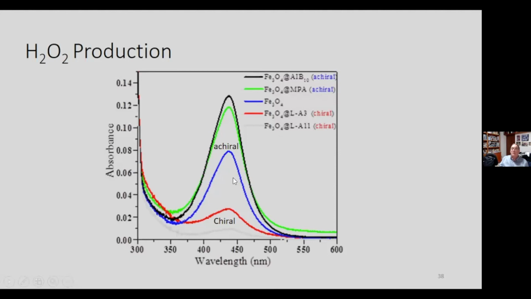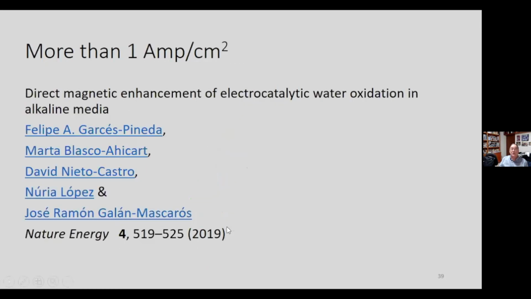We put some material, an indicator that becomes yellow when hydrogen peroxide is formed, and we measure the absorption. So in the case of achiral nanoparticles, you see we get a peak here. However, when we have chiral nanoparticles coated with small, short chiral molecules, we get reduced hydrogen peroxide production, and if we put longer molecules, we get even less. You see here, it's very, very low hydrogen peroxide production. So clearly we get both enhancement of the hydrogen production and reduction in hydrogen peroxide production.